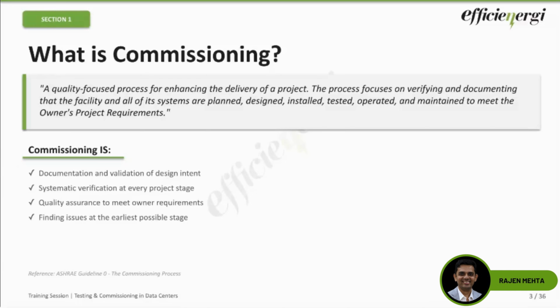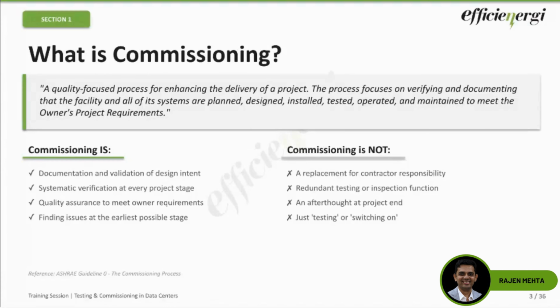Now, what is commissioning not? That I want to also highlight at the same time. It does not replace the QA/QC of the contractor, right? That is most important to remember. It does not replace that because contractors will still own the quality that they have to deliver. Second, it is not duplication. A lot of times we find that there is a mindset that we have already done the testing, so why do we need to do it again? No, it is not duplication. It is verification that the testing has been done correctly.